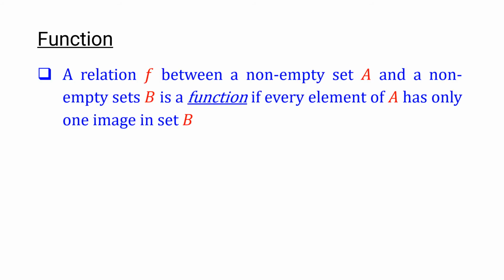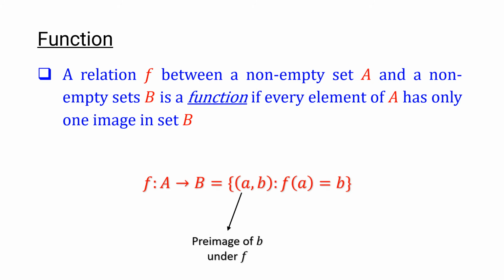Now we can formally define a function. A relation f between a non-empty set A and a non-empty set B is a function if every element of A has only one image in set B. Therefore, a function f from A to B is a set of ordered pairs (a, b) such that f of a equals b. The first element in the pair is called the pre-image of b under f, and the second element is called the image of the first element under f.